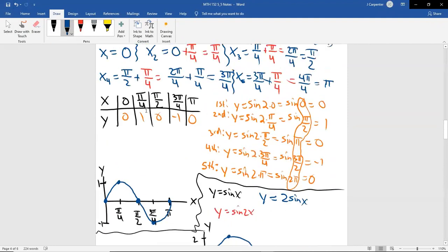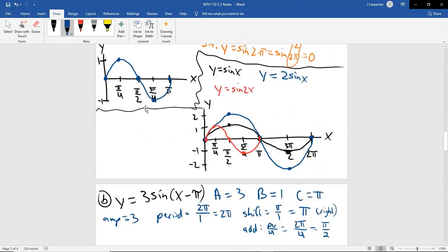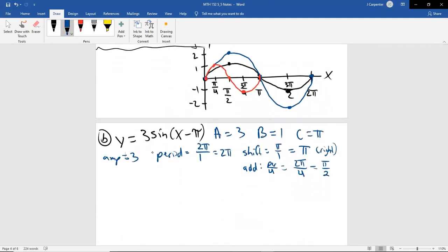So let me be consistent with my colors. I stuck to blue for this. Okay. So our first x value, our x1, is the shift factor, which was pi. That's where we will start this wave. x2, we take this value and we add the adding number, which turned out to be pi over 2.